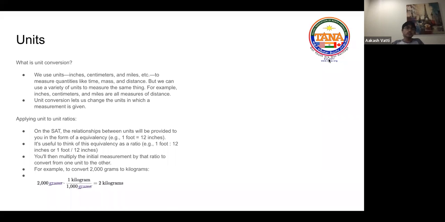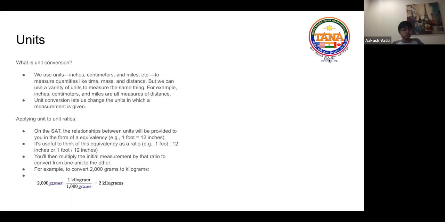All right. So what is unit conversions? As I said before, we use units, inches, centimeters, miles, etc., to measure quantities like time, mass, distance. But we can use a variety of units to measure the same thing. For example, inches, centimeters, and miles are all measures of distance. Unit conversion lets us change the units in which a measurement is given.